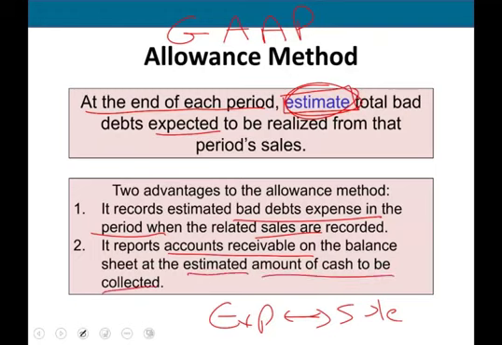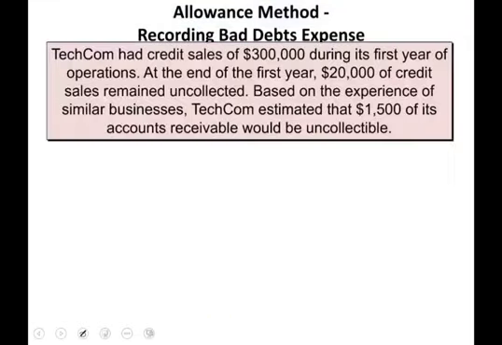Cash to be collected. And we're going to see what that means. It means it records the account receivable net of any allowance. The best way to illustrate this is to look at examples to see how it all works together. The first example: let's assume TechCom company had credit sales of $300,000 during its first year of operation. At the end of the first year, $20,000 of credit sales remain uncollected. Simply put, we still have $20,000 of account receivable.